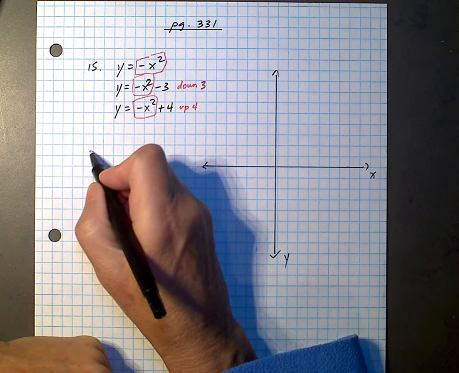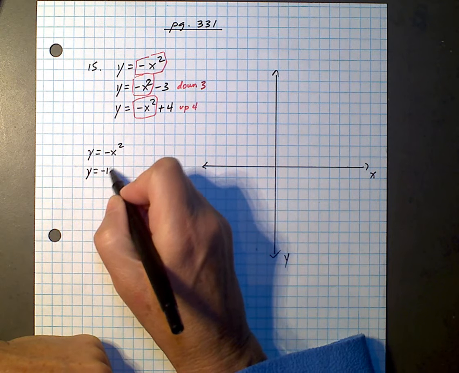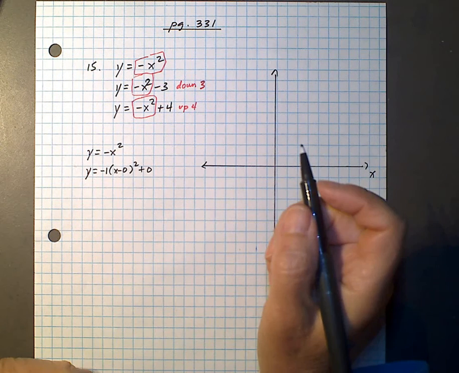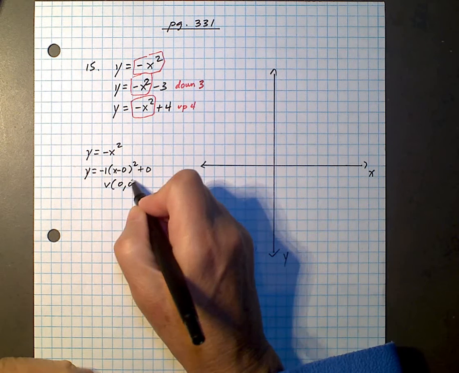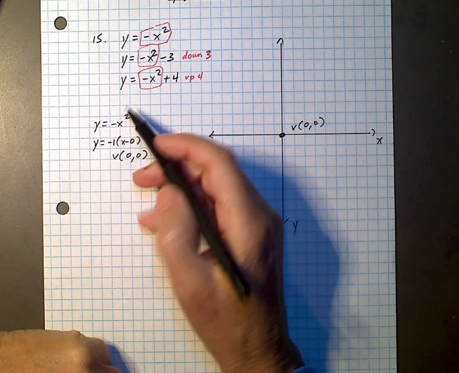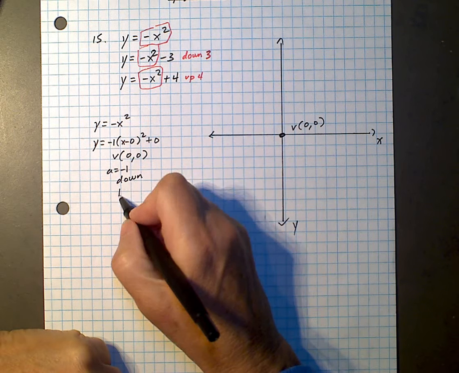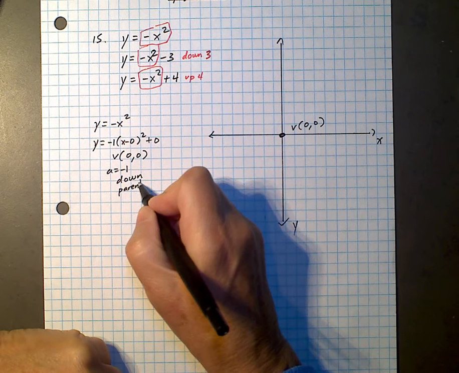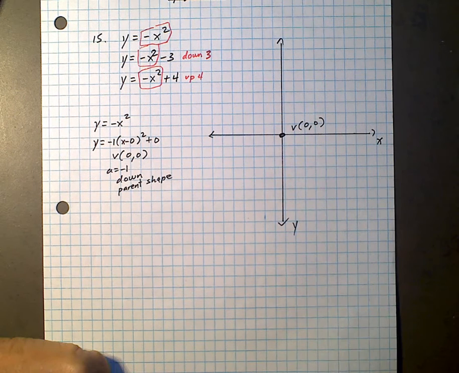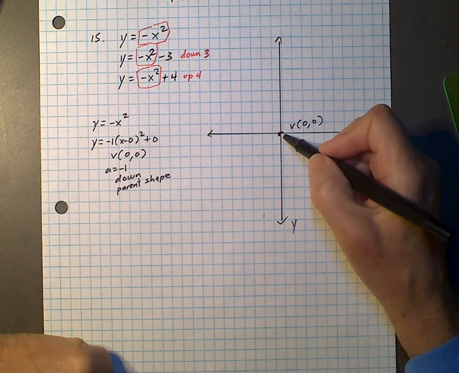let's start with that first one, y equals negative x squared. If I write that in the expanded form, a is negative 1. This is x minus 0 squared plus 0. So the vertex is at 0, 0. And I can see that a is negative 1, so this opens down. And it's a 1 or a negative 1, it is the shape of the parent function. So I know ahead of time this is going to be my cookie cutter vanilla parabola that opens down from this vertex.